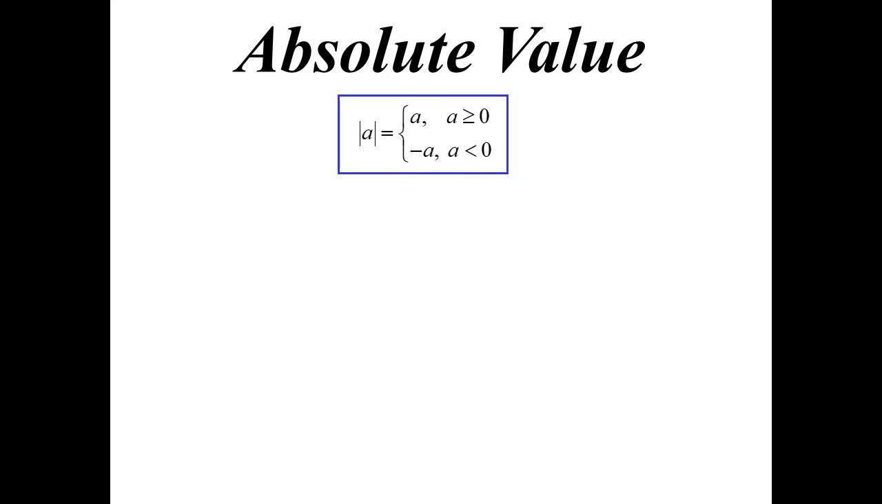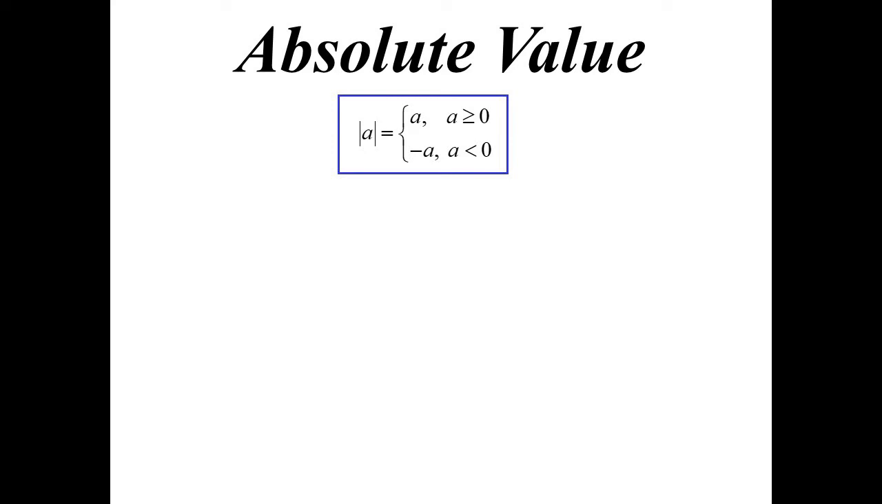So the idea of absolute value. The formal definition of absolute value is this. The absolute value of A is A if A is greater than or equal to 0, but it's negative A if A is less than 0. Hence, you always end up with a positive number, or 0, of course.